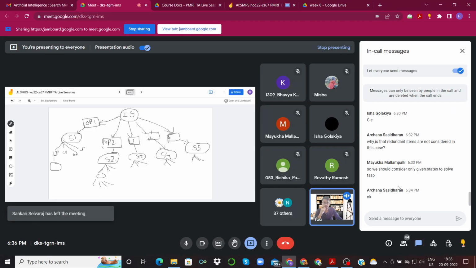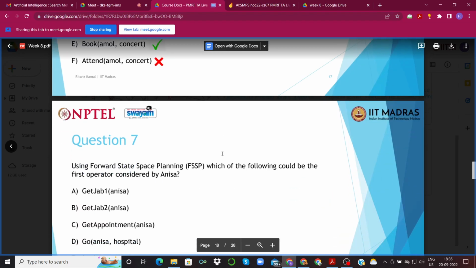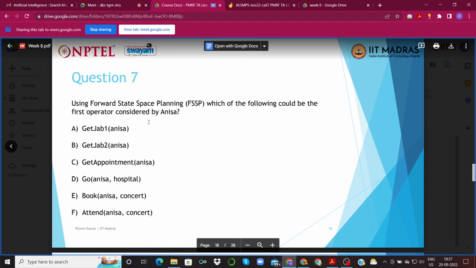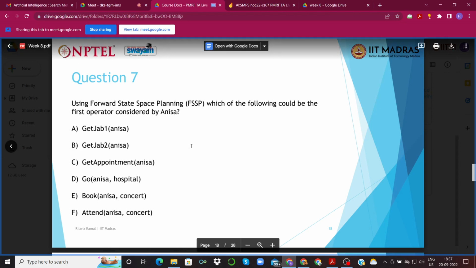Okay, so you get my point? Okay, great. So we have solved this for Amol. Now let's quickly consider the case for Anisa. So based on all this information, which of these operators could be considered for Anisa given the initial state?